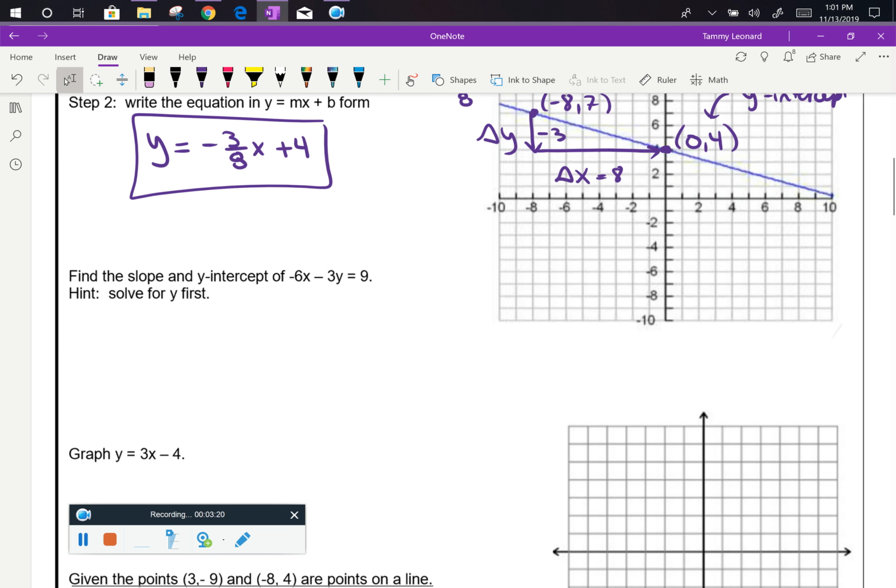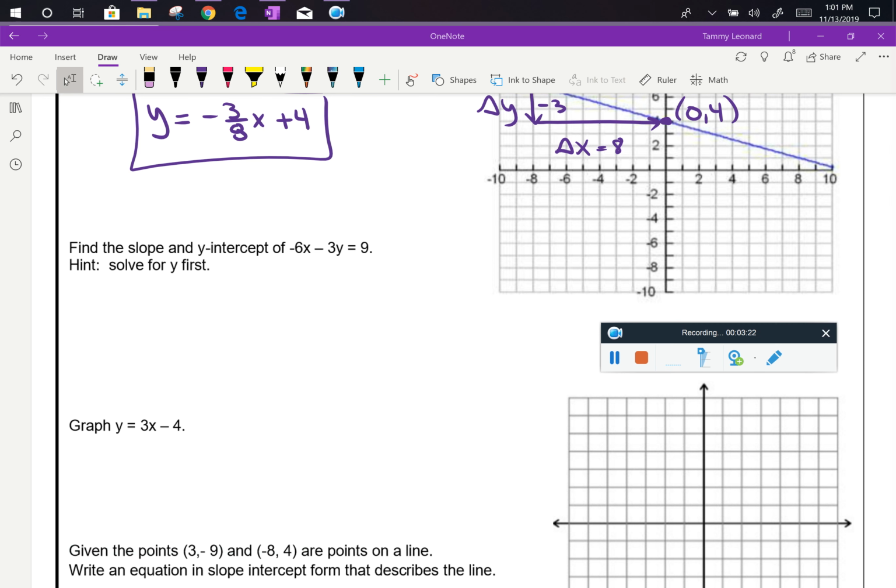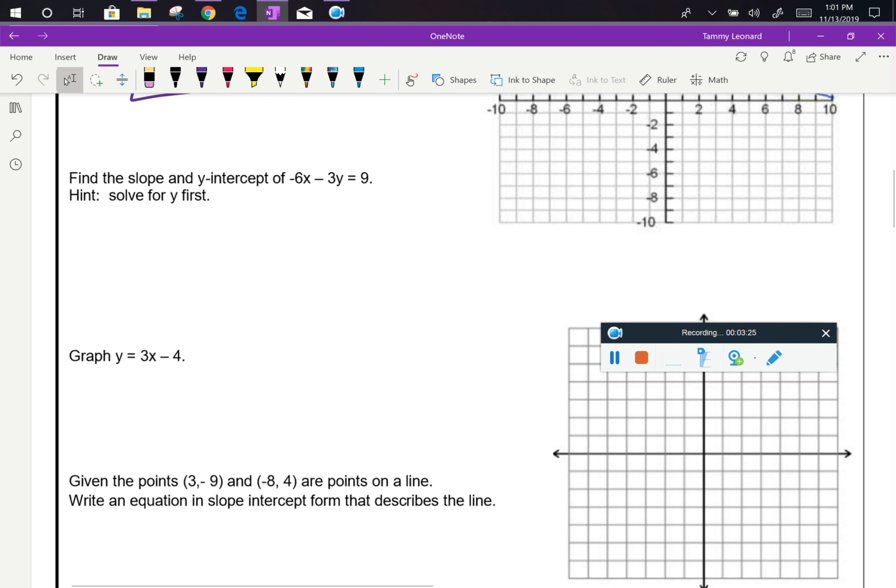Next, we have an equation that's not given to us in slope-intercept form. In fact, it's not in any particular form at all. It's written as negative 6x minus 3y equals 9. If I want to identify the slope and y-intercept for this line, I first need it to look like y equals mx plus b. So I'll start by solving for y.